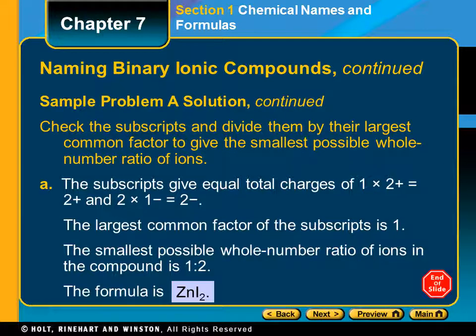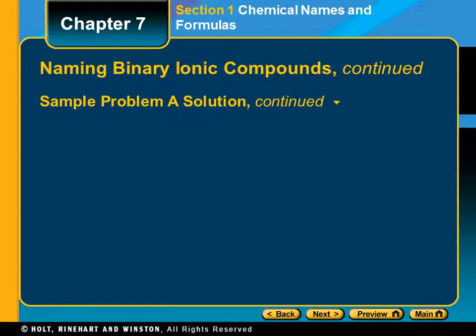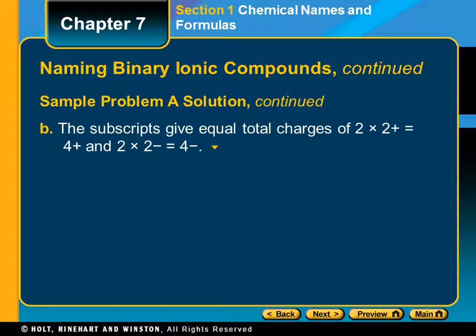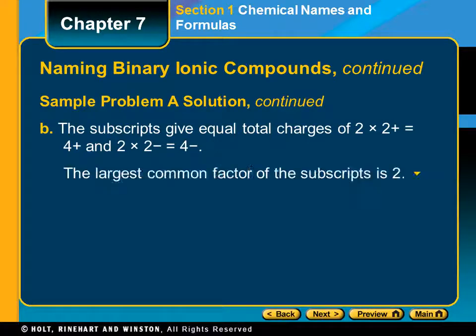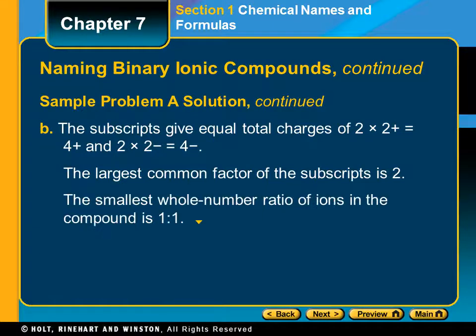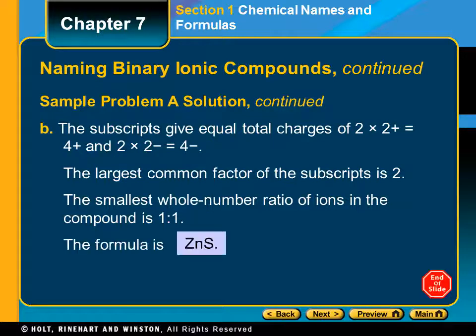So the first one would be ZnI2. See the second one? In this case, the largest common factor of the subscripts is 2. So the smallest whole number ratio is 1 to 1. And this would be ZnS.